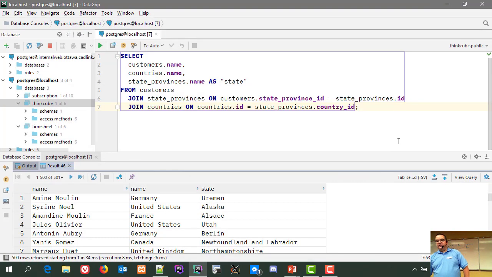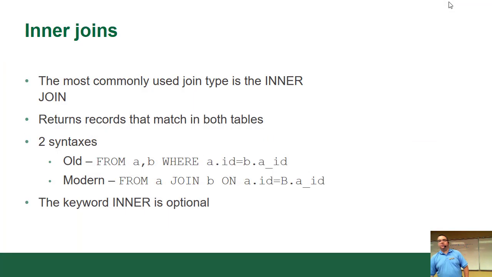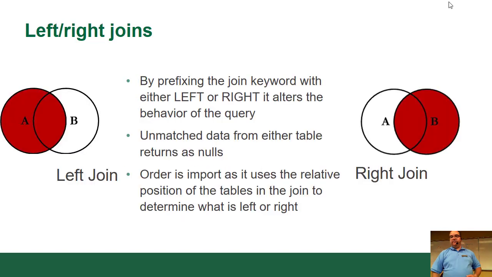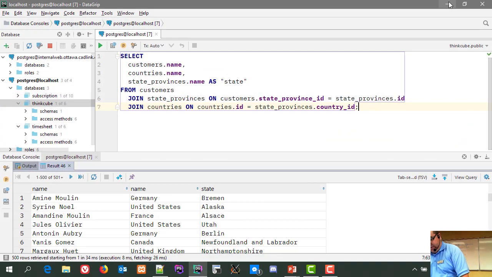Okay, so that's the inner join. Like I said, this is the most common join. Once you've mastered the inner join, the rest of them are gravy. It's more of a conceptual idea after this. Then you get the left and the right joins. Left joins and right joins do the exact same thing, except they're the opposites of each other. Essentially, again, the order is important because it's relative to the position in the query, just like I demonstrated. The order makes a difference. Essentially, what it does is, and I will demonstrate the easiest way to demonstrate it.